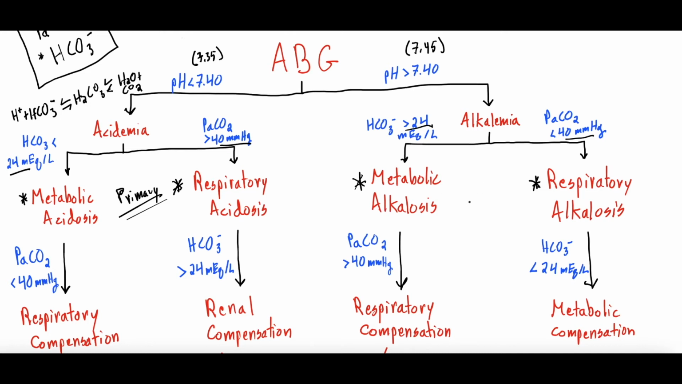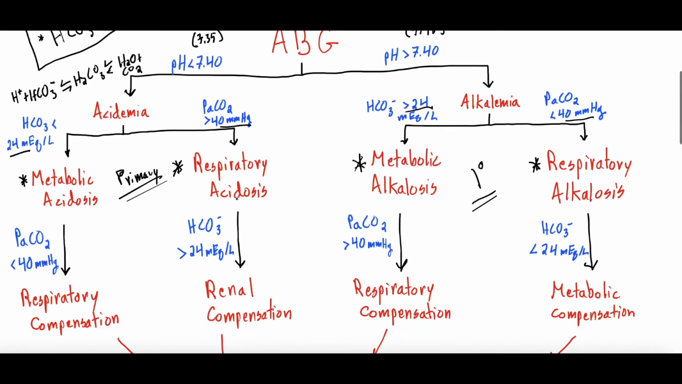So now that we've talked about the primary, we wrote primary out over here. Here we'll do one with a degree sign, which stands for primary. So now that we know whether the primary disorder is acidemic, alkalemic, metabolic versus respiratory, then the question is, well, is there compensation?